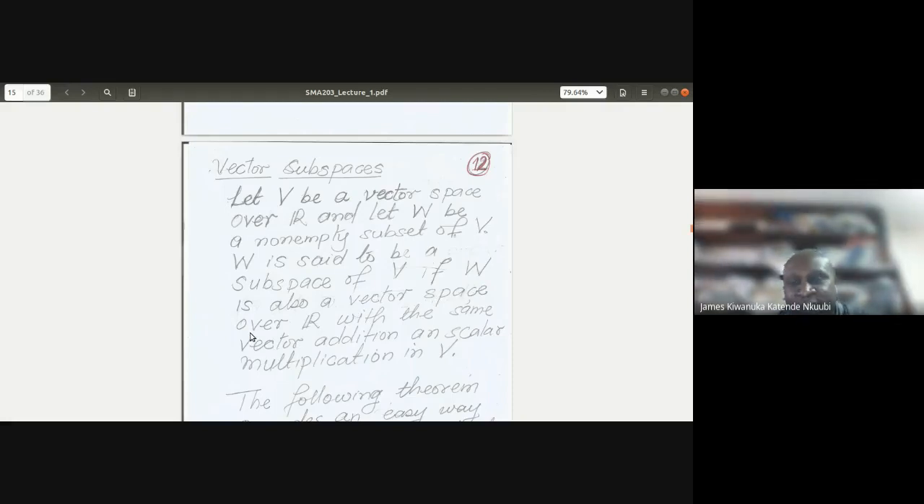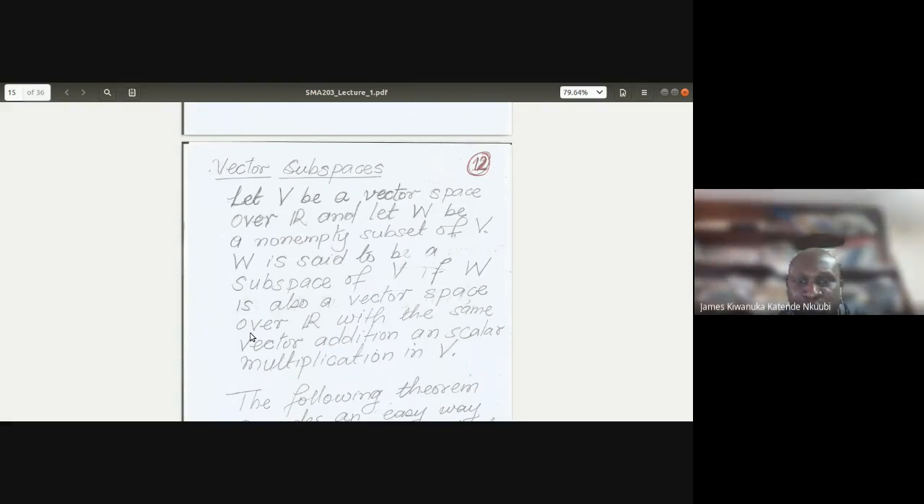Okay, so you can find a smaller subset of the vector space which also behaves like a vector space with the same addition and scalar multiplication. Then this smaller set is said to be a subspace. So we need to get the difference between a subset and a subspace. Not all subsets will be subspaces. The only subsets of V that can be subspaces are the ones that also behave like a vector space, and not all subsets will behave like a vector space.